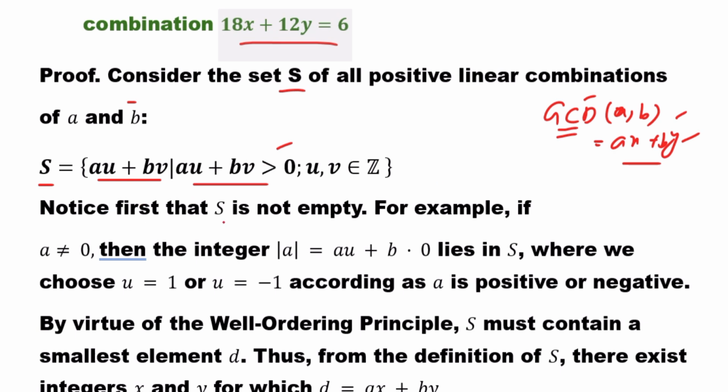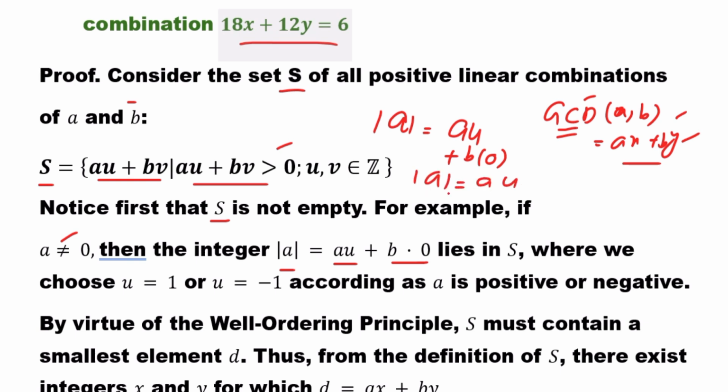Notice first S is non-empty. I have shown this by the above example. The set of linear combinations was non-empty. But in the proof you can see here, for example, if a is any non-zero integer, then you can write its absolute value as |a| = a times u plus b times 0, by setting v equal to 0. For example, a is any integer, either negative or positive. You can write it as a times u plus b times v and set the value v to 0, where u and v are integers. So this becomes |a| = a times u.